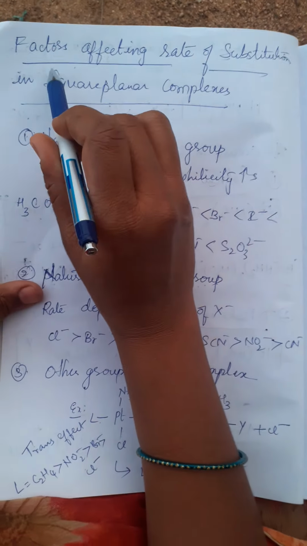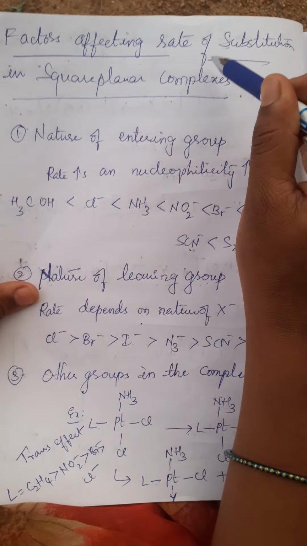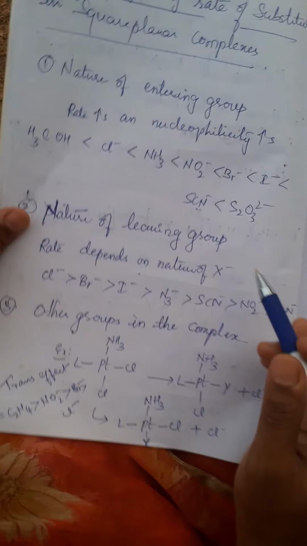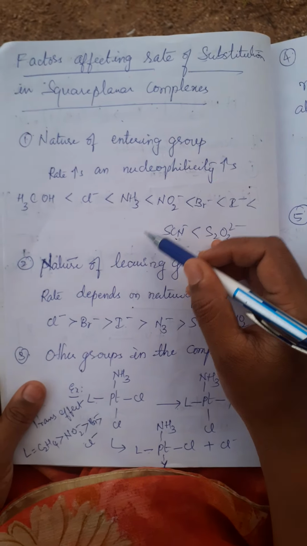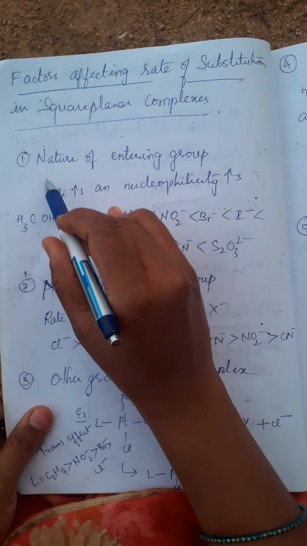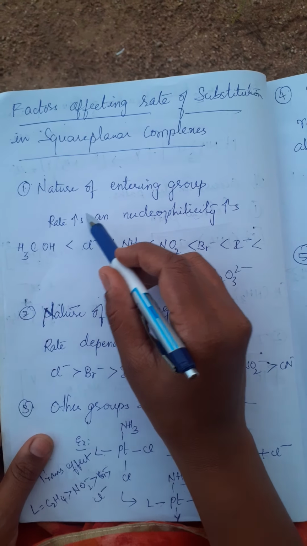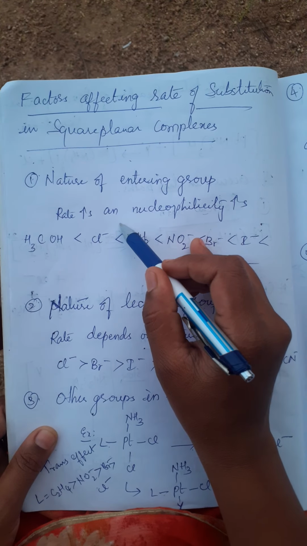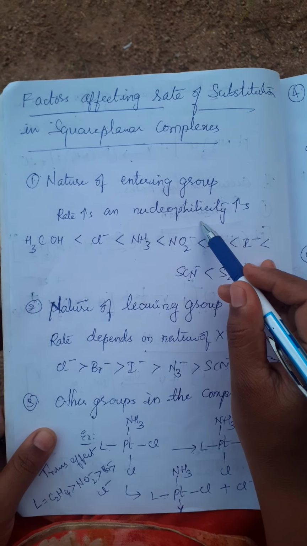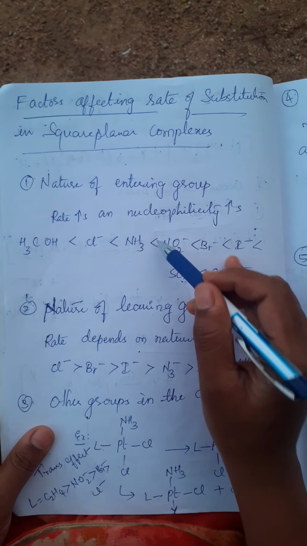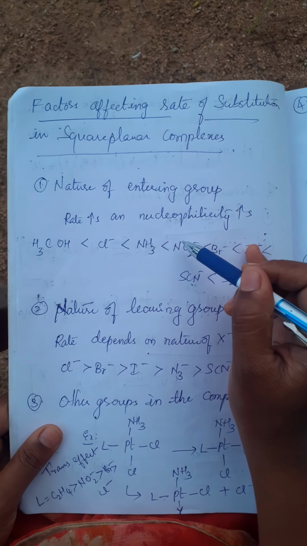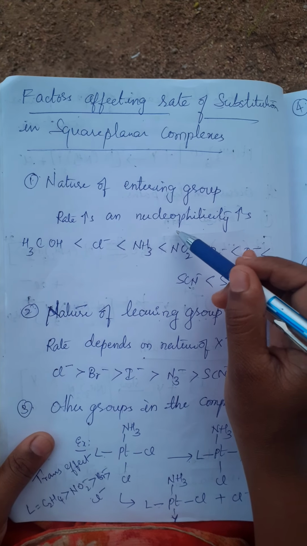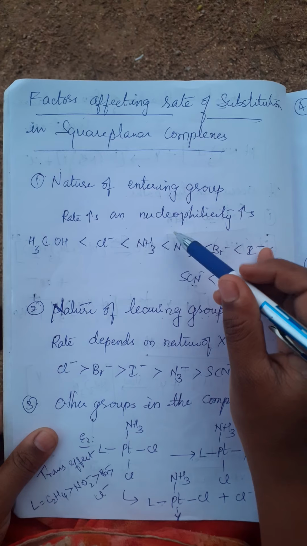When we come to the factors affecting the rate of substitution in square planar complexes, there are several factors which can affect the rate of reaction. The first one is the nature of the entering ligand. It depends mainly on the nucleophilicity of the ligand. Nucleophilicity means being like a nucleophile. A nucleophile carries a negative charge and acts as a ligand.